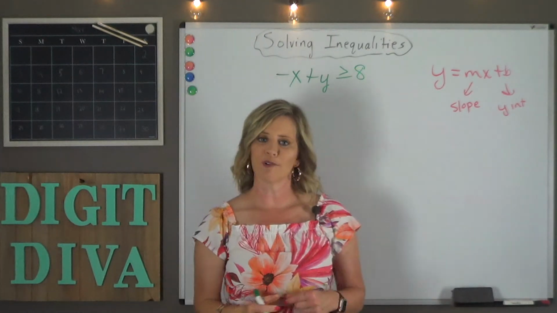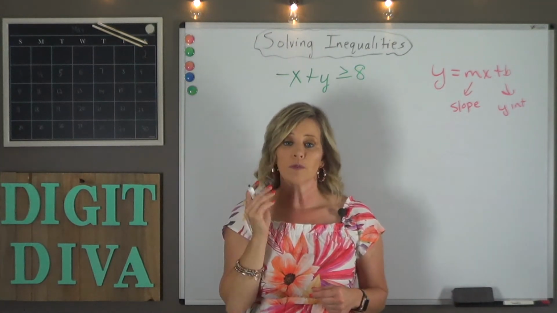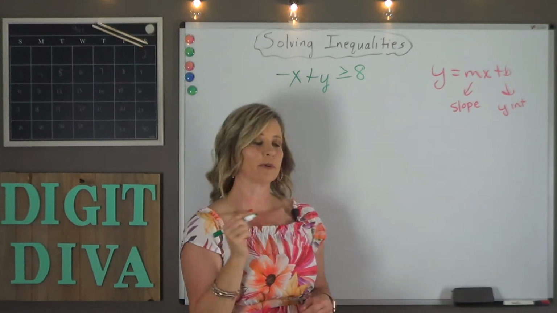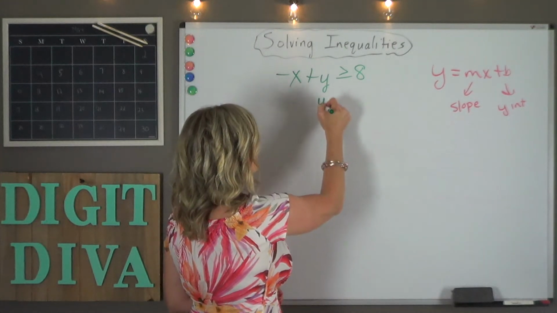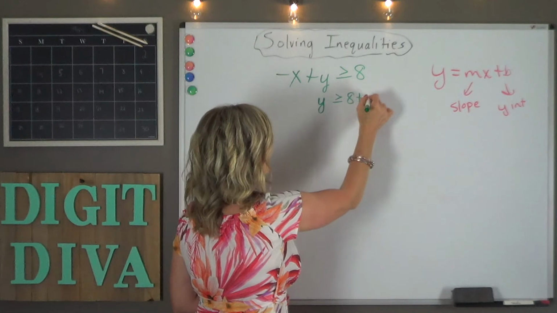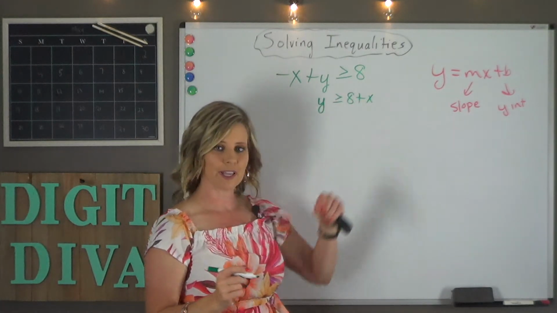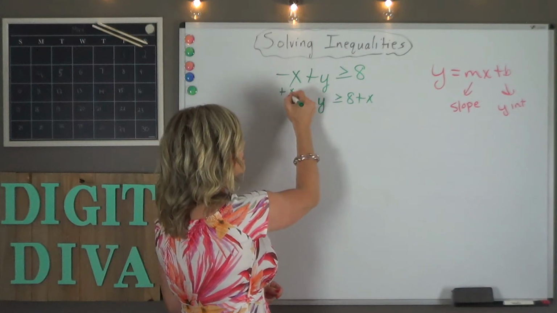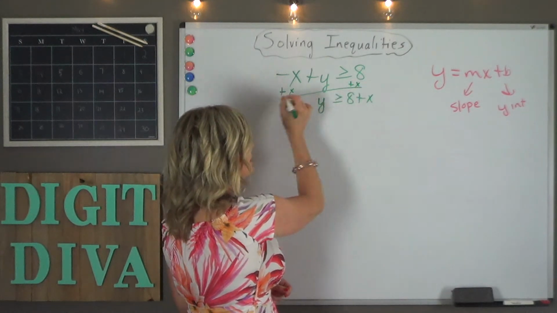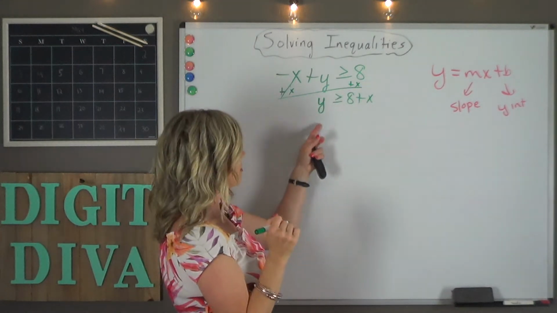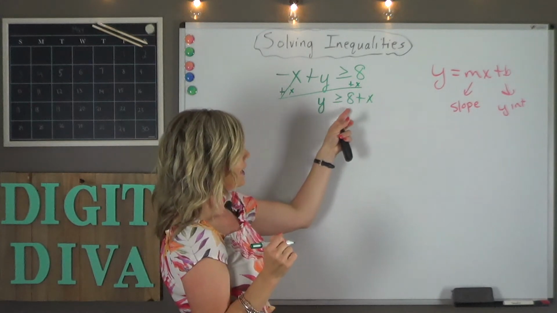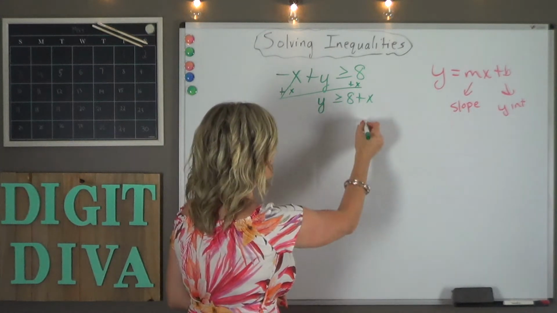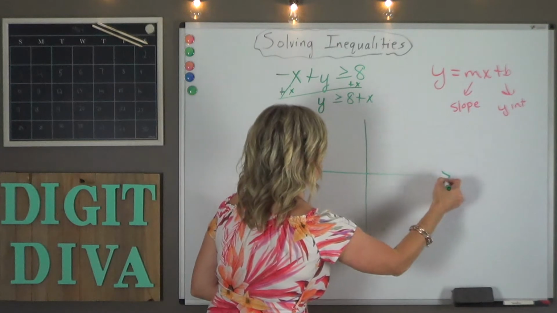So what do you notice? Is y alone? No, it's not. We have to put it in slope-intercept form. And we can do that by simply adding x to both sides. Okay, did you see what I did? If I say plus x, this is going to go away. I bring down my y is greater than or equal to 8 plus x. Okay, now it's in slope-intercept form.